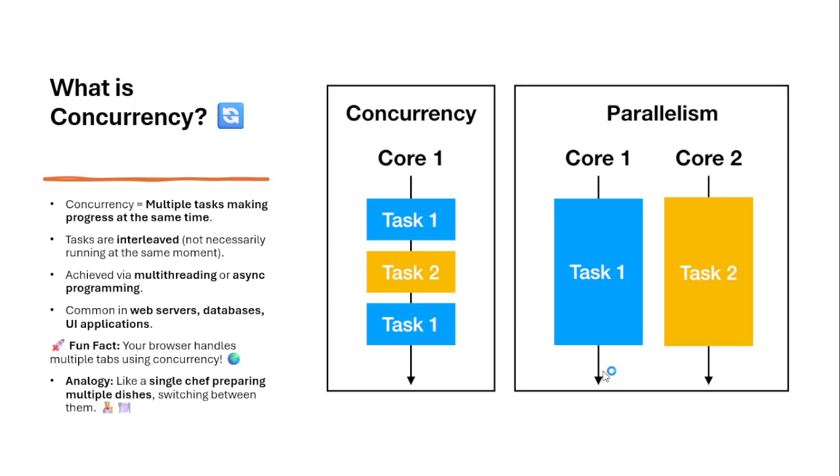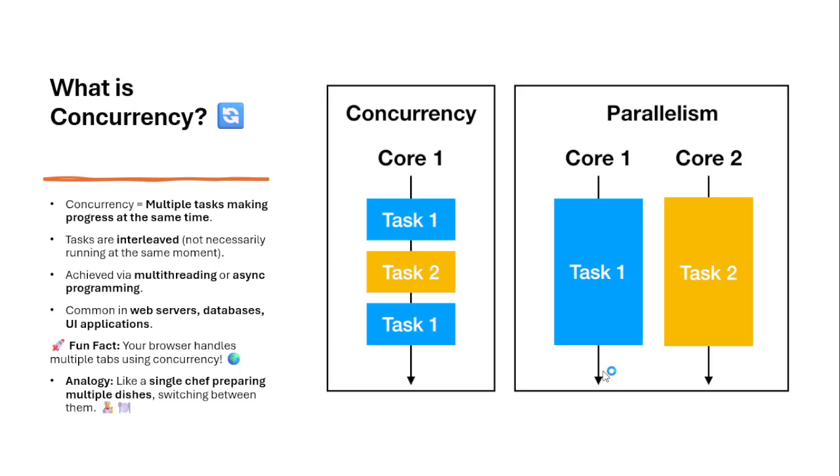Computers achieve concurrency through two main techniques. First is multithreading, where multiple threads within a program take turns executing. Second is asynchronous programming, where tasks don't wait for each other to finish before starting the next task. These techniques help speed up performance by ensuring a system isn't idle while waiting for one task to complete.